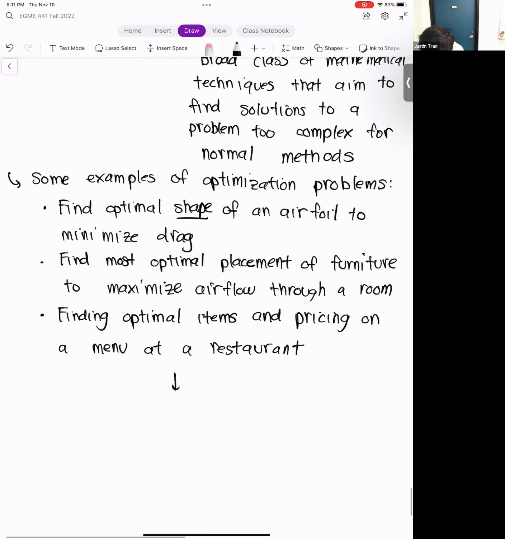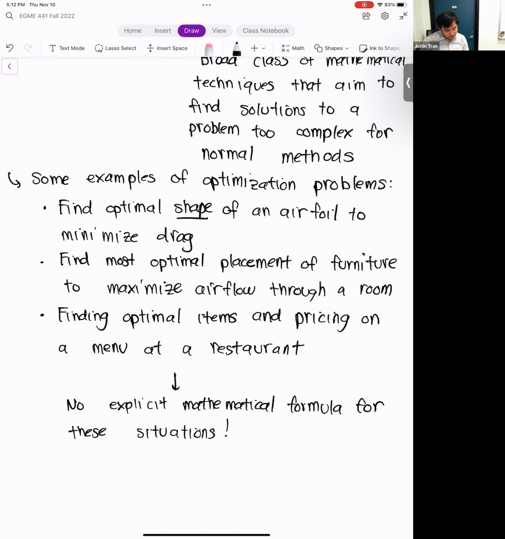So the thing that all these have in common is that there's no explicit mathematical formula. There's no magic conjure or anything like that that's going to tell you these. And so this is what optimization is built to do.